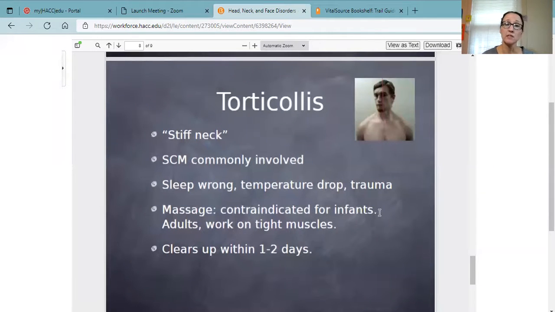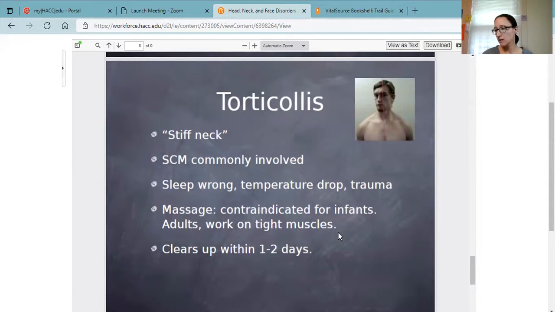Infantile torticollis does need to be corrected. Sometimes the child will grow out of it, sometimes they don't, but you don't want to take that chance because if the head is constantly turned to one side, it actually starts to damage some of the structures around the neck and face. So, like I said, it does need to be corrected. However, on adults, totally indicated because we're working on the soft tissue.